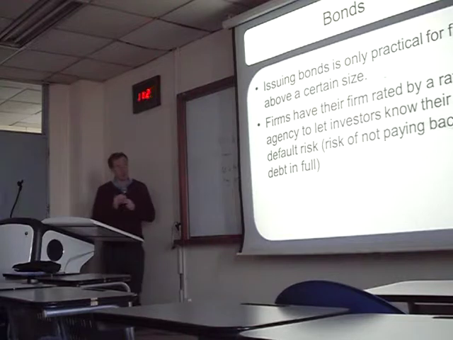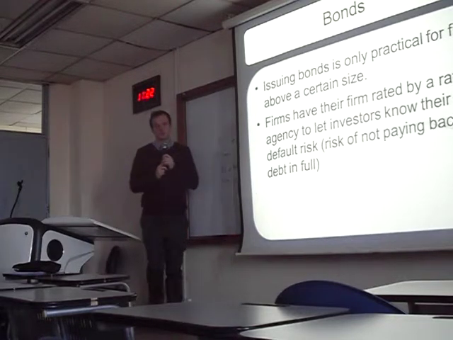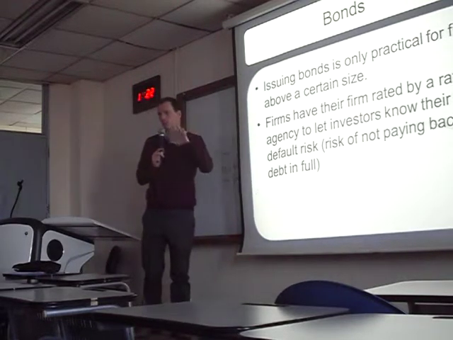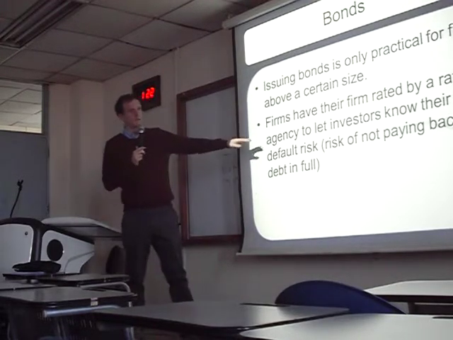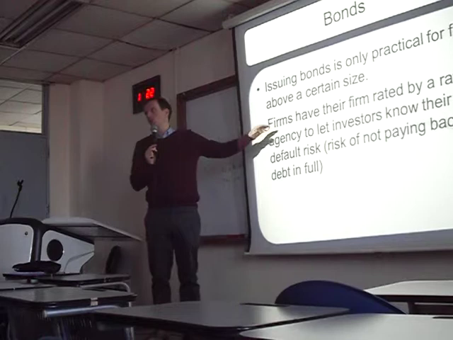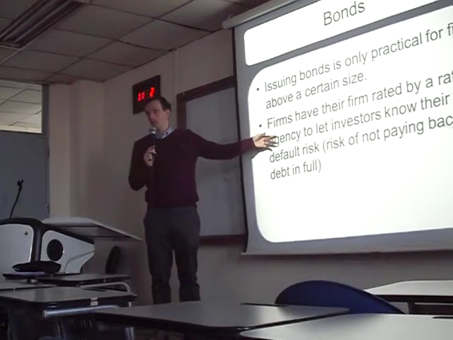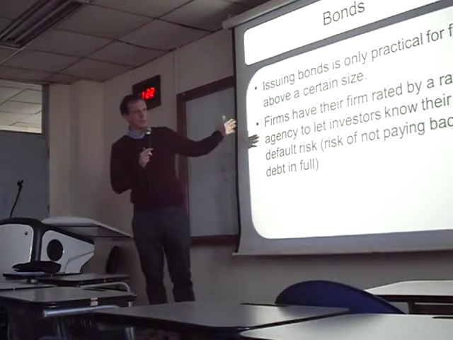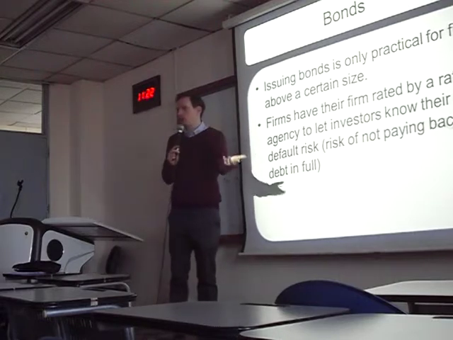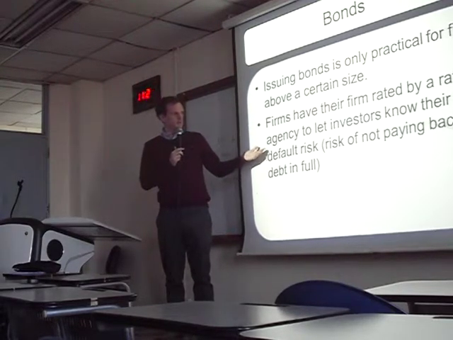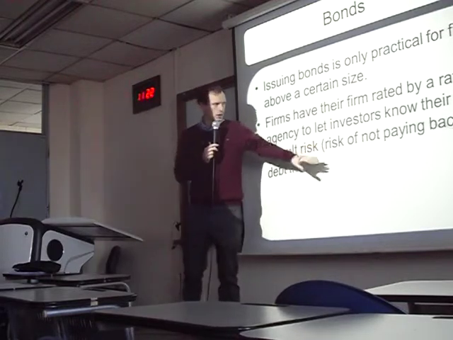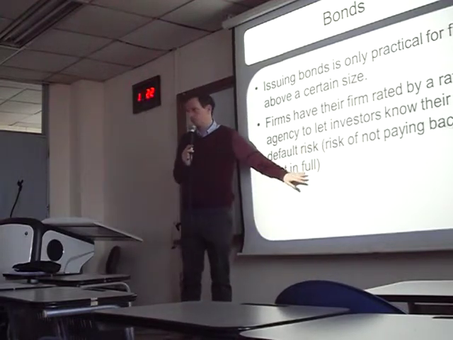So issuing bonds is only practical for firms above a certain size. A small private company can't issue bonds to the public, right? Why? First of all, we have to pay to get our firm rated by a rating agency. The rating agency tells us about the default risk of the company, okay? Default risk means the risk of not paying back the debt in full.